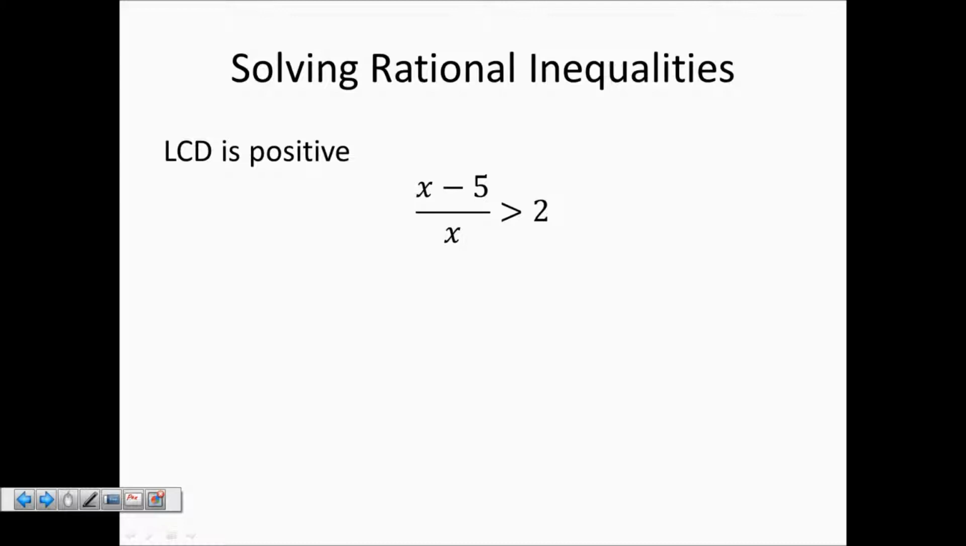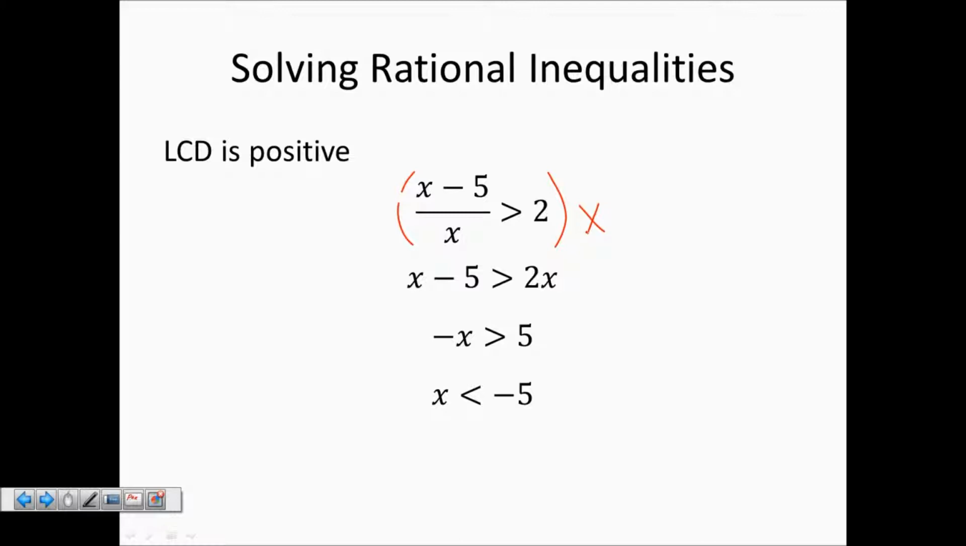So I have to deal with those two possibilities: when my denominator is positive and when my denominator is negative. Now, let's go ahead and assume that my denominator is positive. That means that when I multiply this whole inequality by x, the sign does not change. So I multiply by x, and I start to solve this inequality just like I would any other inequality.